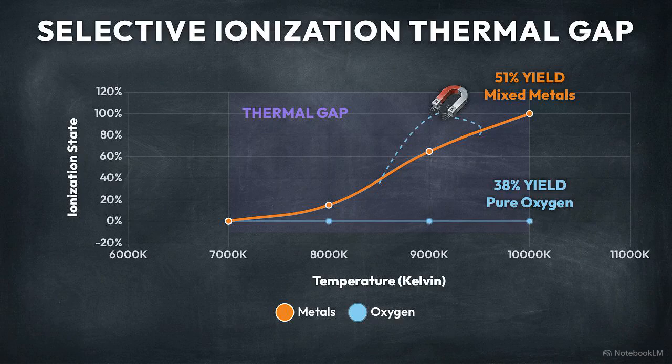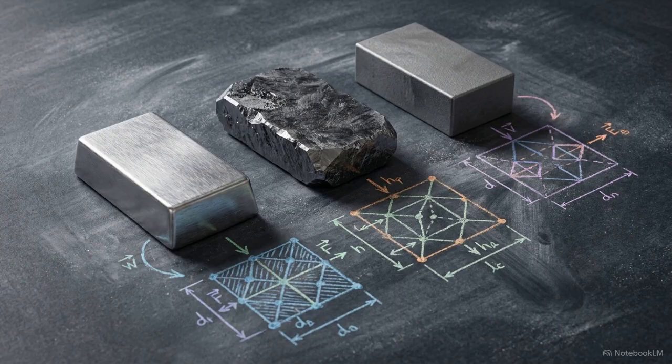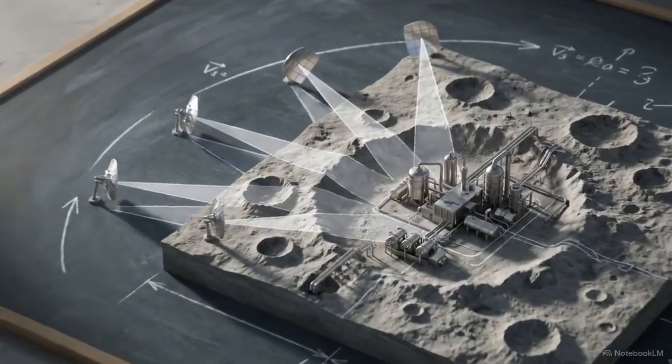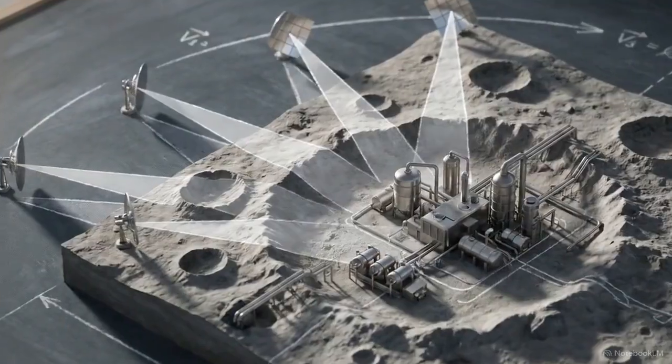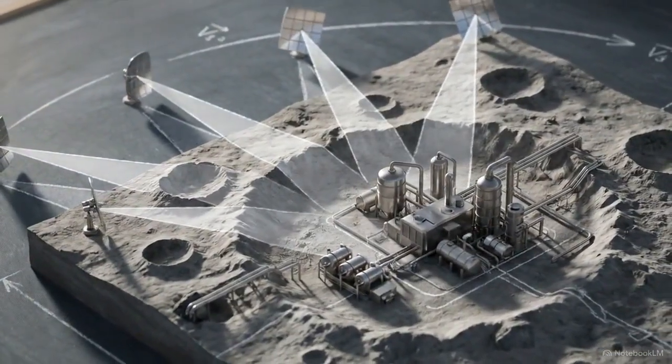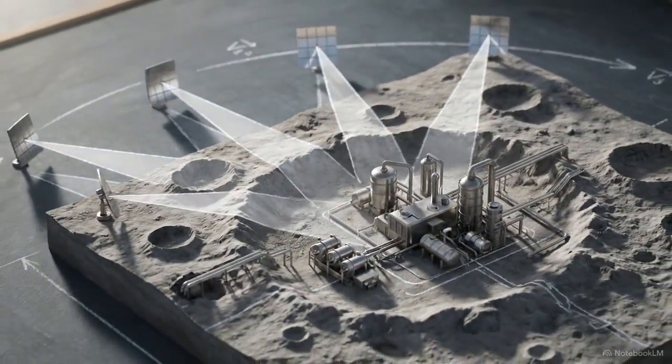38% pure oxygen. These extracted mixed metals must then undergo secondary vacuum distillation to isolate precise structural elements like aluminum, silicon, and titanium. Extracting lunar resources dictates operating at extreme thermodynamic thresholds, but it provides the only mathematical pathway to satisfy the mass payback ratio.